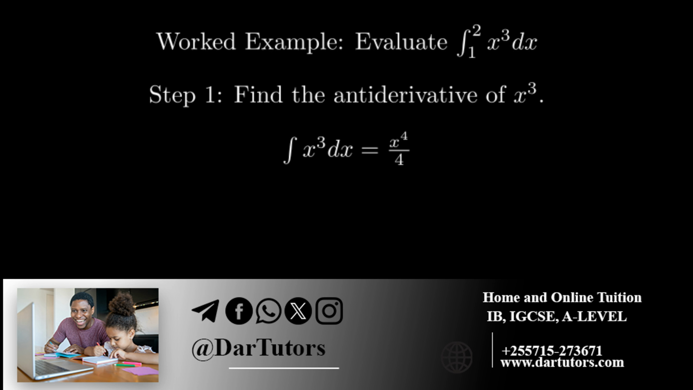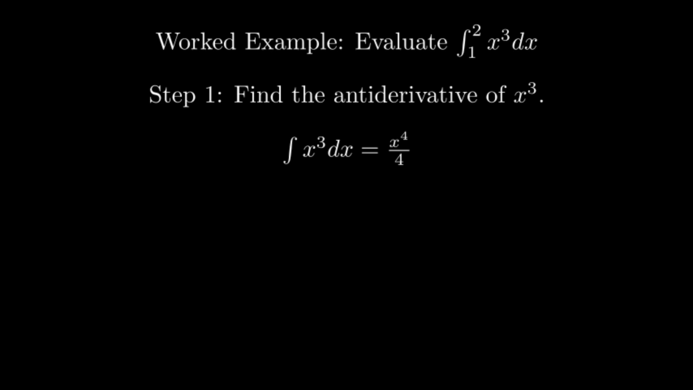You might ask, what about the constant of integration, the plus c? As we saw in the proof, for definite integrals, it will always cancel out. So for simplicity, we can leave it out. It wouldn't be wrong to include it, but it would just cancel in the next step.